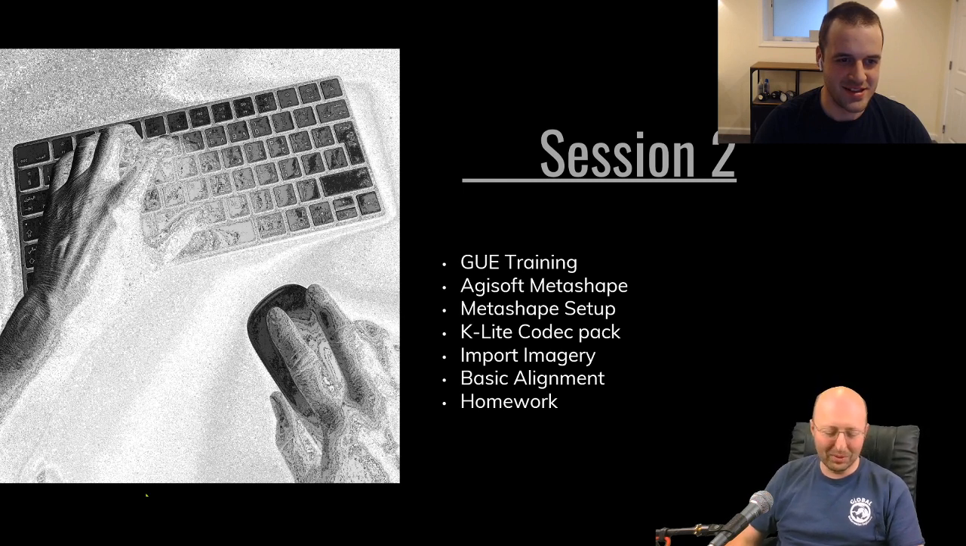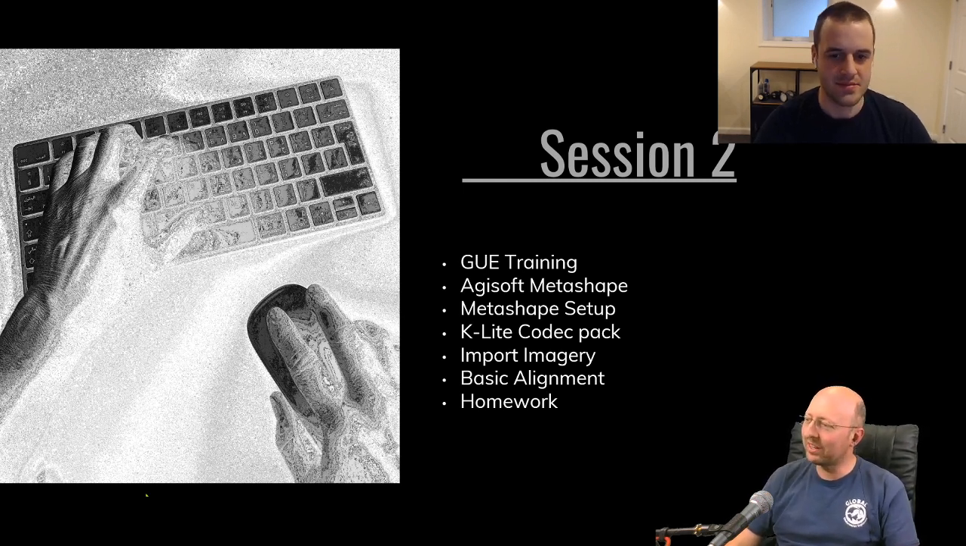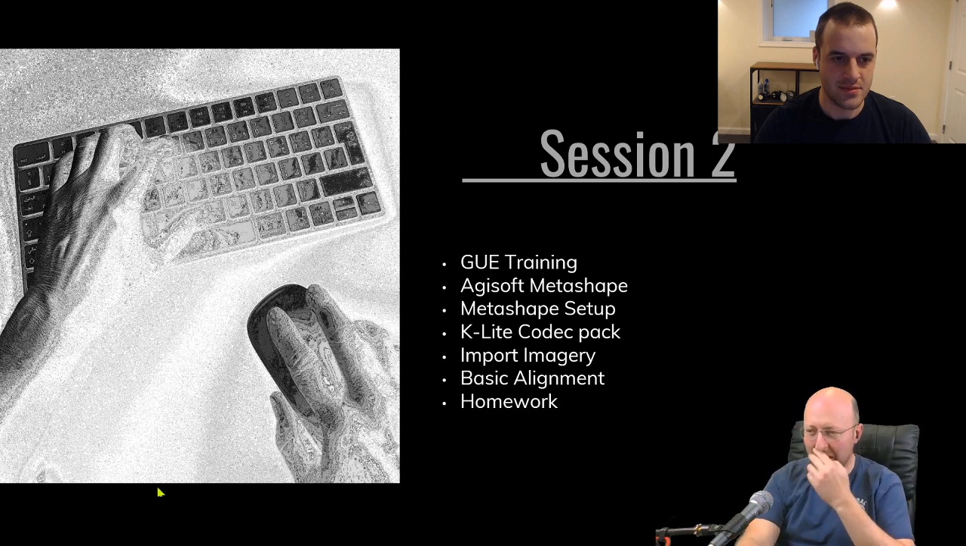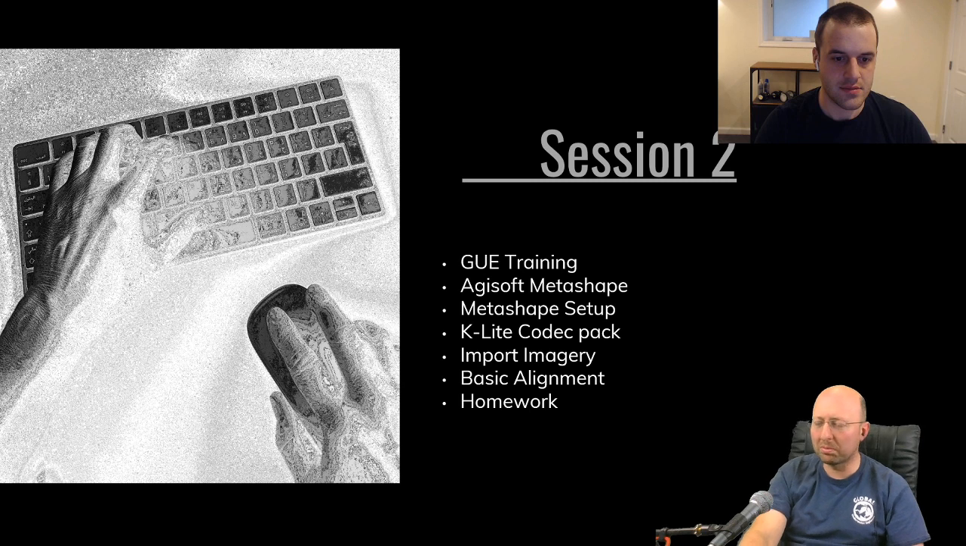So this evening we're going to talk a little bit about GUE. We're then going to talk about Agisoft Metashape, which is the software that we use for the photogrammetry. We're going to have a look at a couple of other things that we have to download and use to make the thing work properly, and then we're going to show you how to turn the imagery that you've got into the photogrammetry models. So the first part is what we call aligning the photos, and then we're going to look at a thing called building the dense cloud.